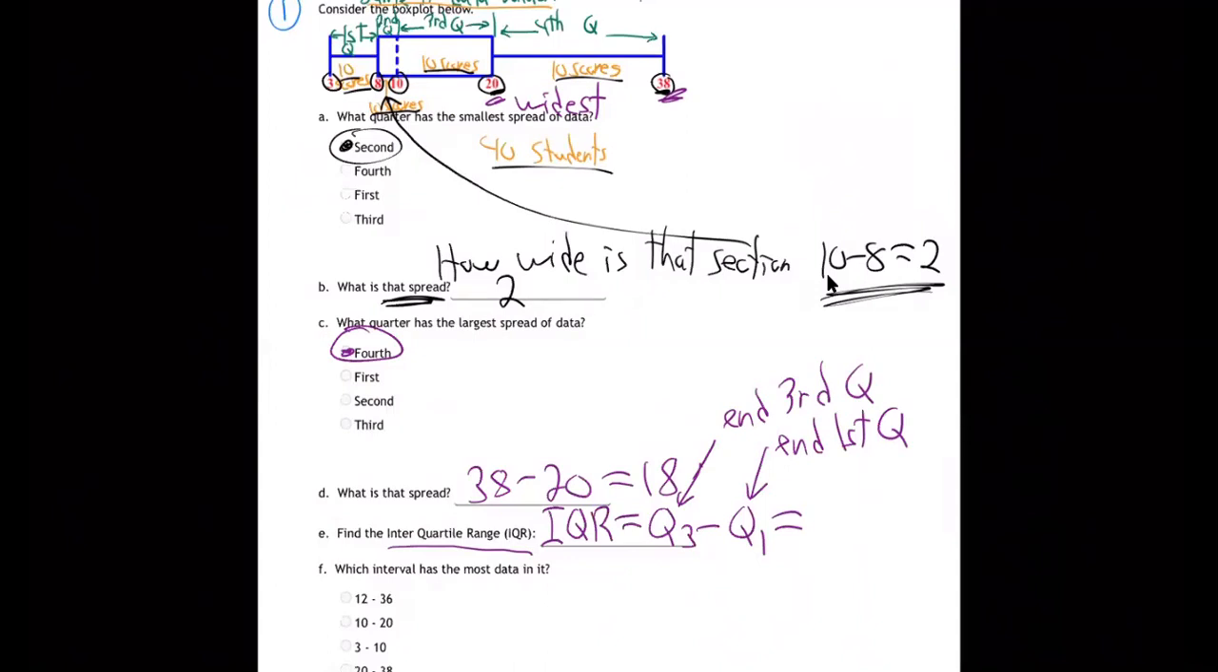Where's the end of the third quarter? What scores at the end of the third quarter? 38. Yeah, wouldn't it be Q3? Okay, so it's going to be the 20 right here, right? Because that's the end of the third quarter. See how it says third quarter up here?